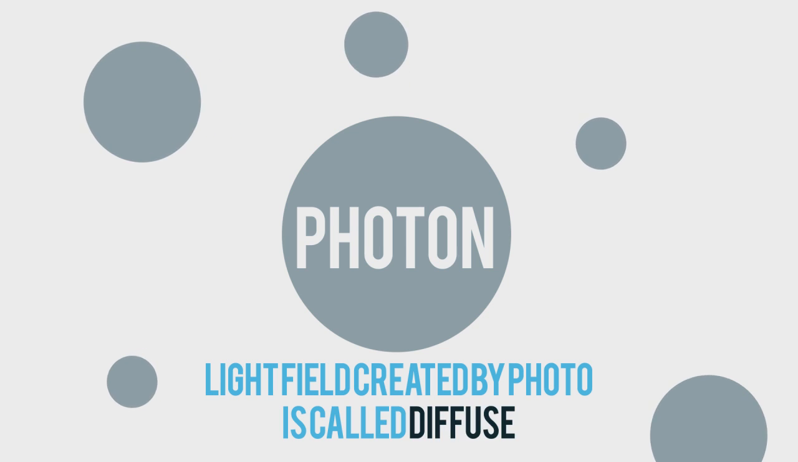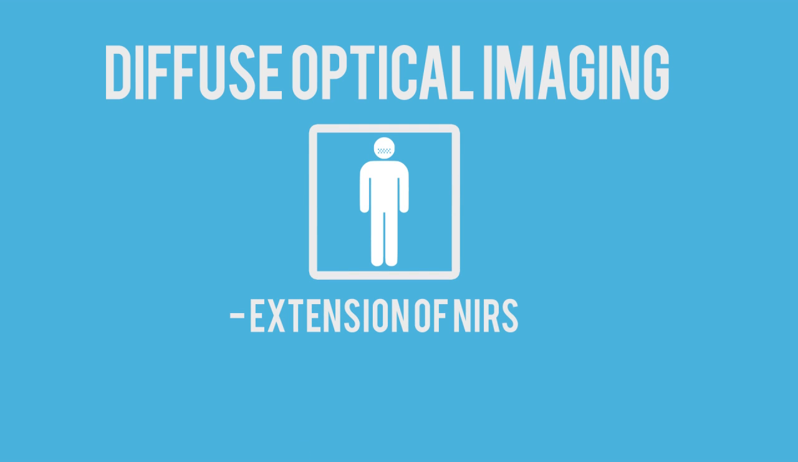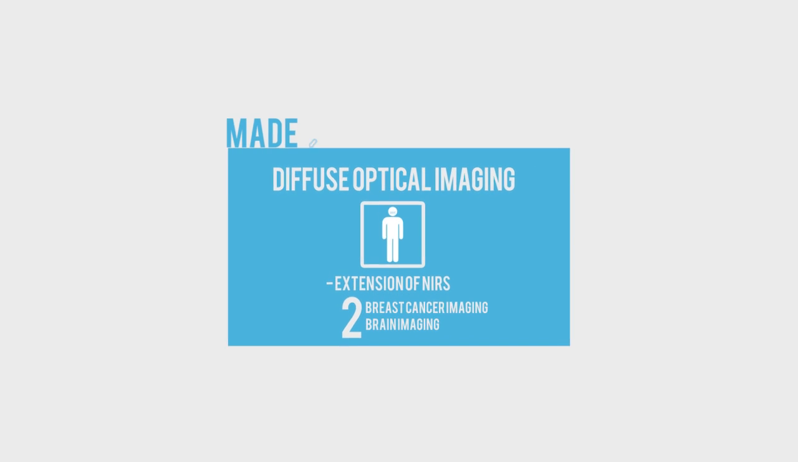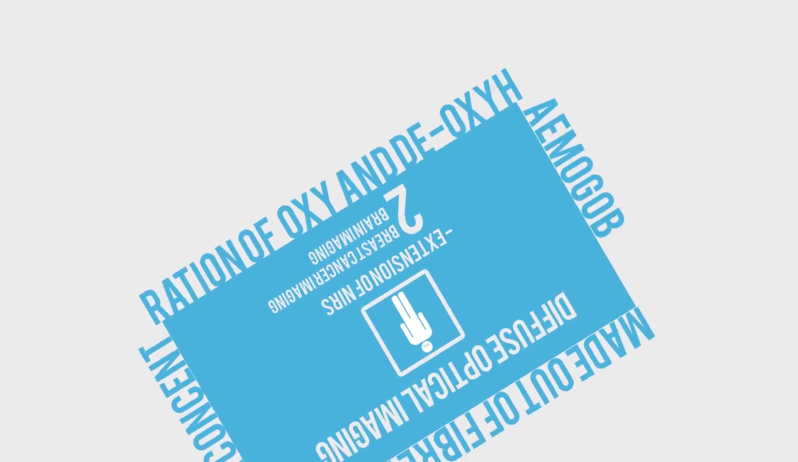Diffuse optical imaging is a natural extension of NIRS and has two main clinical applications, which are brain imaging and the imaging of breast cancer. It is made out of fiber and it monitors changes in concentration of oxy and deoxyhemoglobin.